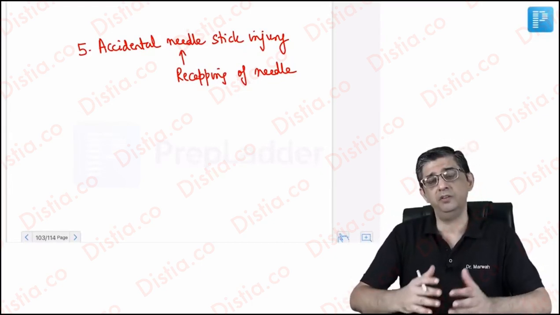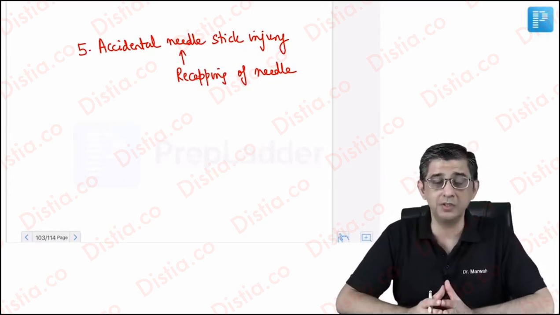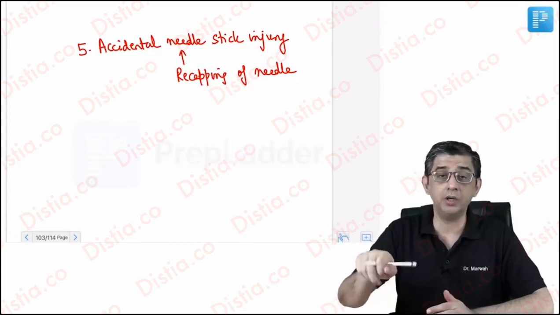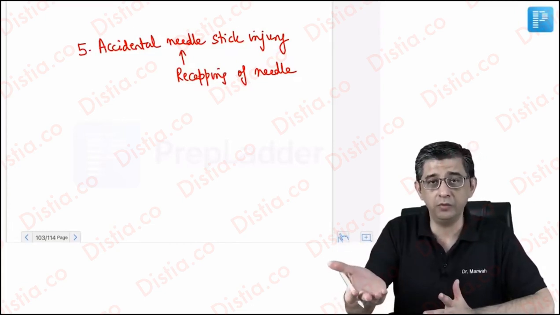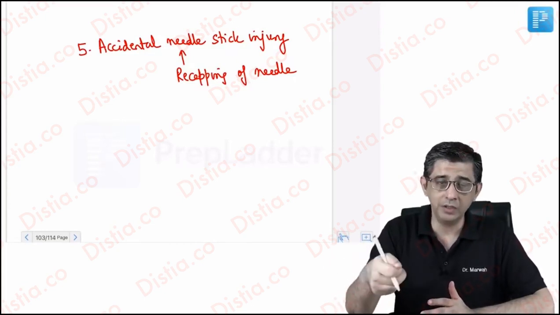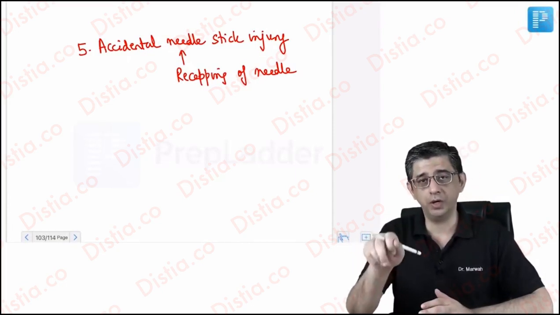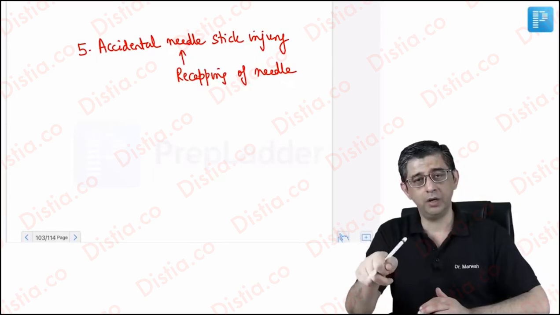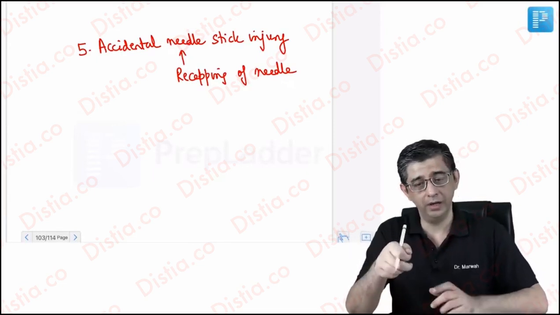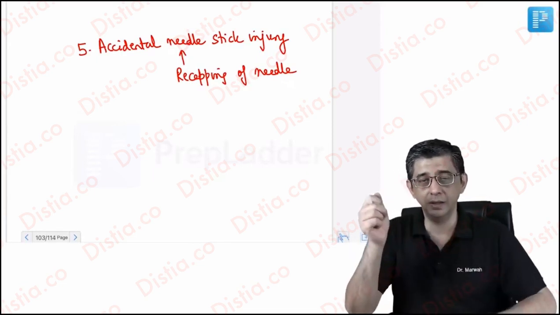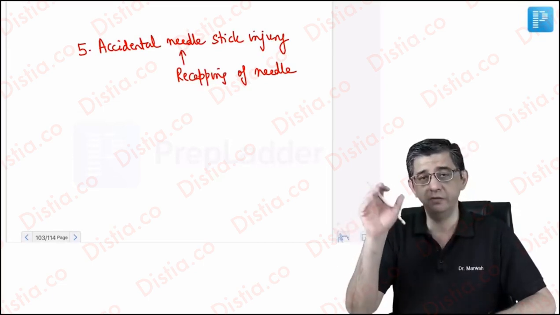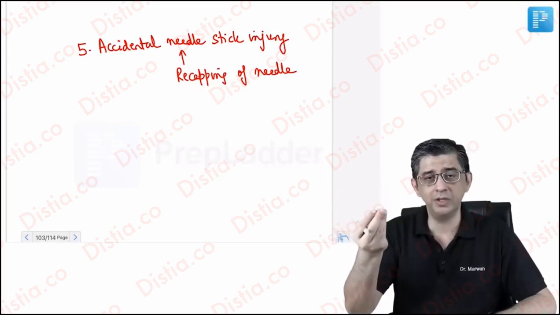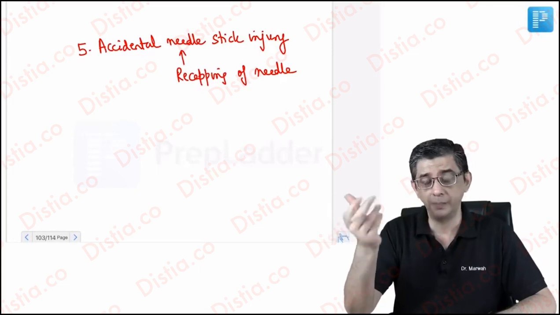When I'm describing this, I can say that even in your OBGY postings, especially at night time, when you are suturing an episiotomy, you have to be careful, because when you are putting the suture in the subcutaneous tissue, or let me say on the vaginal mucosa or subsequently on the skin, the moment you are deploying the suture needle, it can hurt the index finger, and therefore chances of infection will be very much there. So any time you are using a needle, you anyway have to be careful.